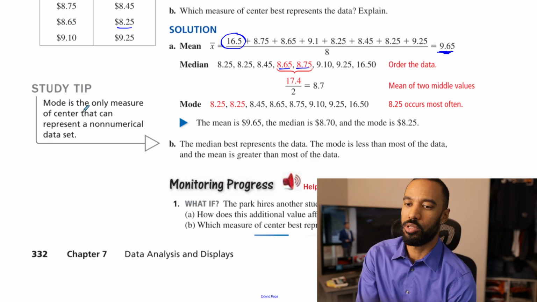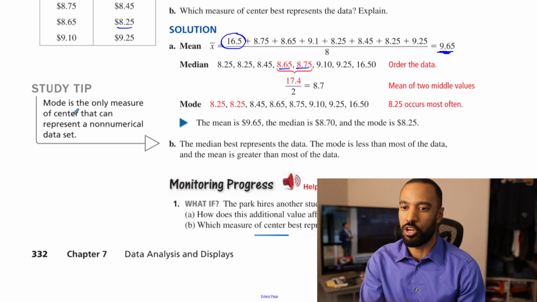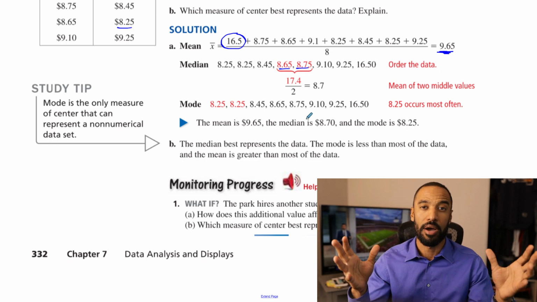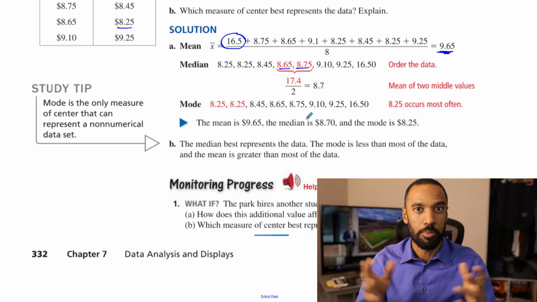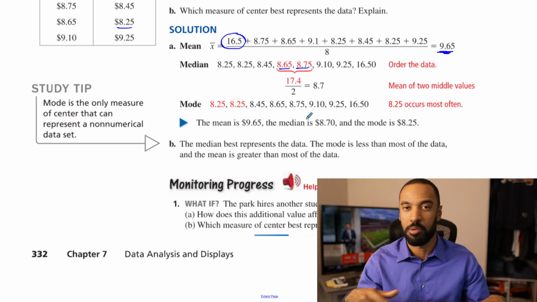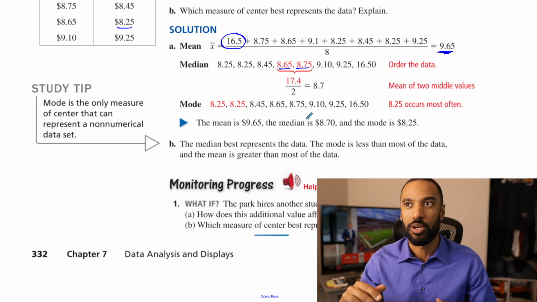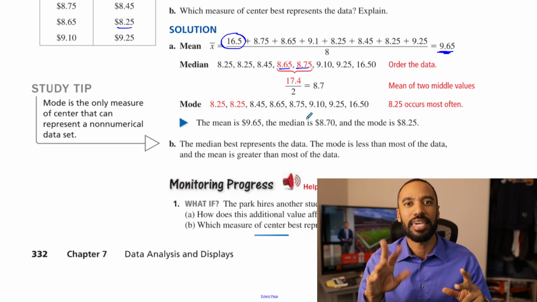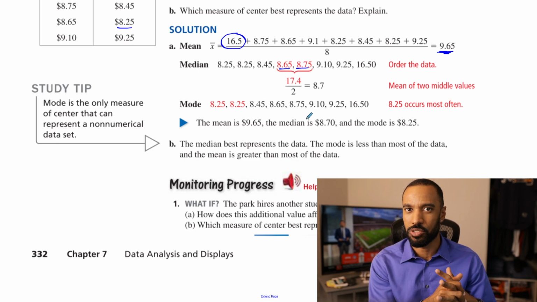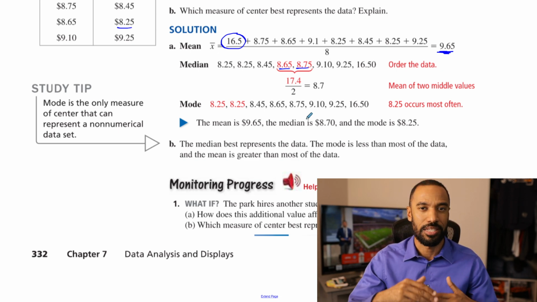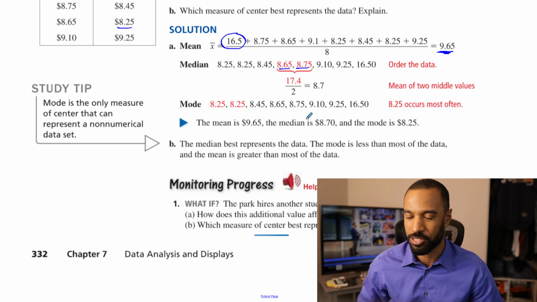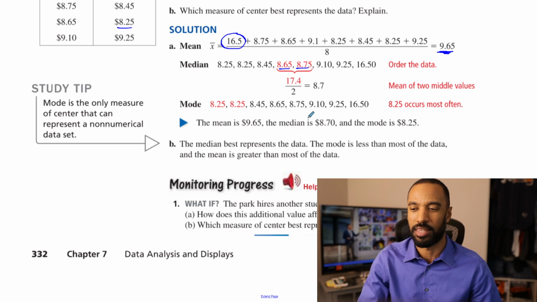Oh, study tip. Mode is the only measure of center that can represent a non-numerical data set. Meaning if they said, hey, here are all the birth months of people, January, February, etc., for people at a school or something like that, you couldn't find the mean or median. I guess you could find a median sort of by ranking them, but you can't calculate the other ones, right? Mode is a quantity, how many of each. So if the most people are born in August or something, for example, right? That's how that would work.